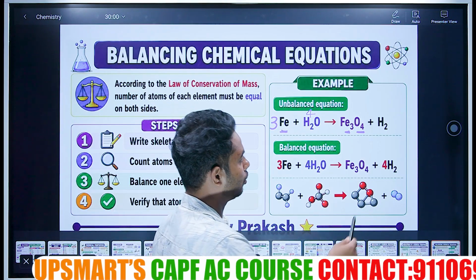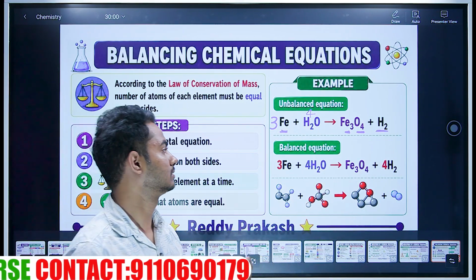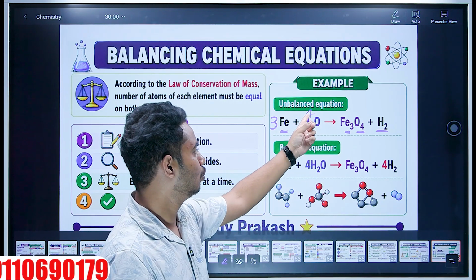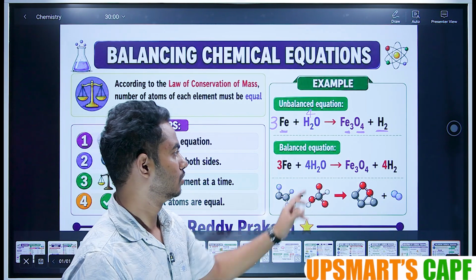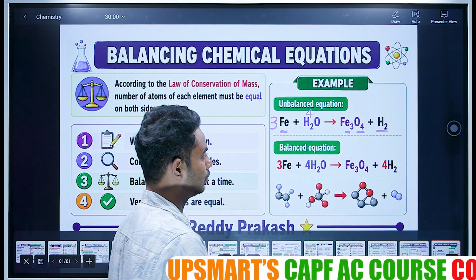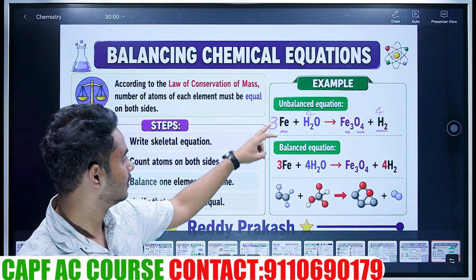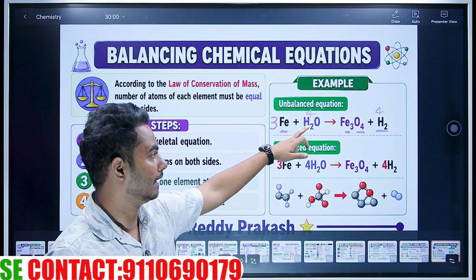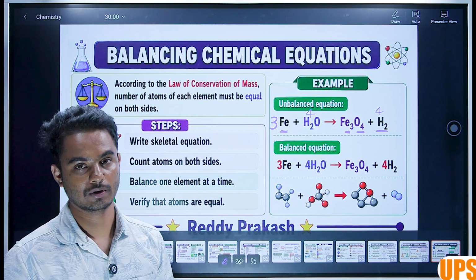So the next one, how many hydrogens are there here? 2 hydrogens, sir. How many are here? 2 into 4, 8 hydrogens, sir. To balance this, what do we do? We multiply this hydrogen with 4. Now everything is balanced. 3 iron, 3 iron. 8 hydrogen, 8 hydrogen. 4 oxygen, 4 oxygen. You can balance like this.